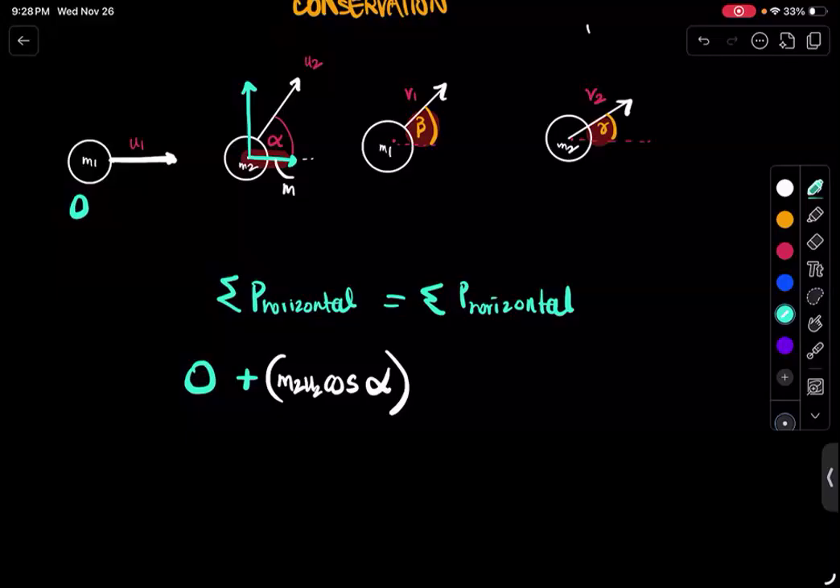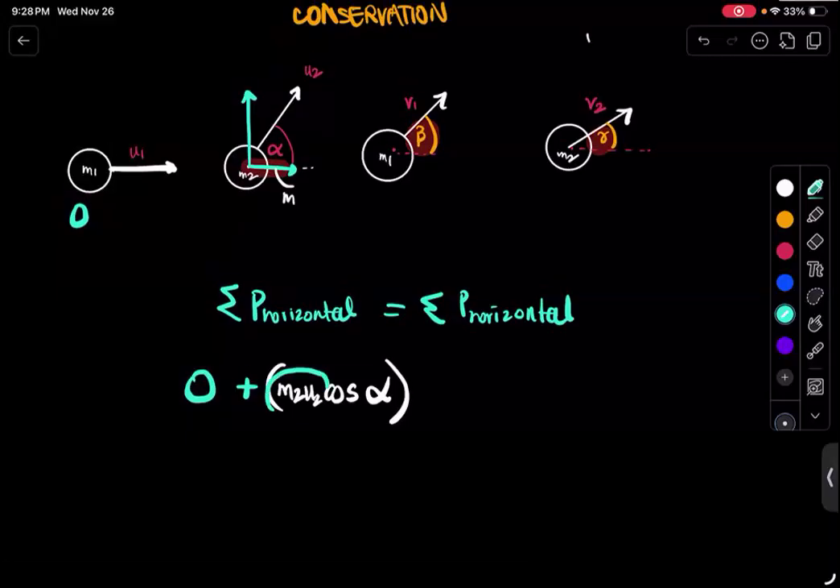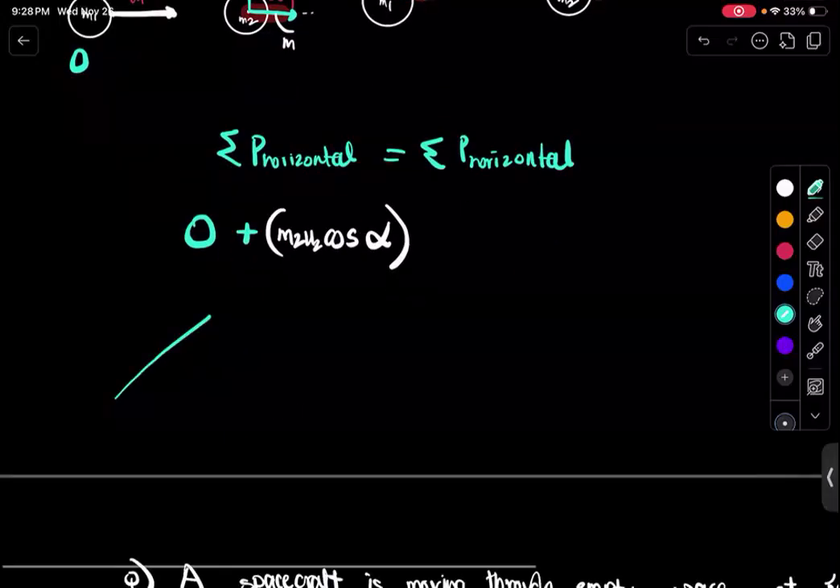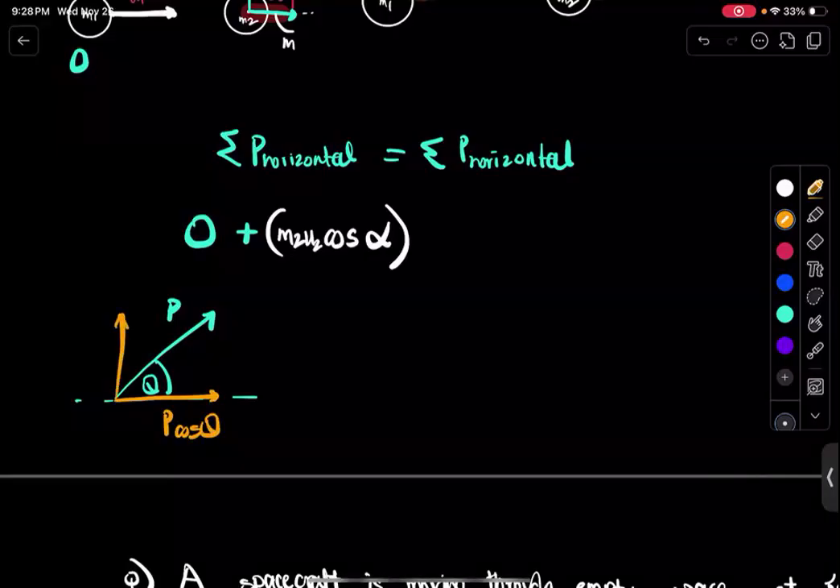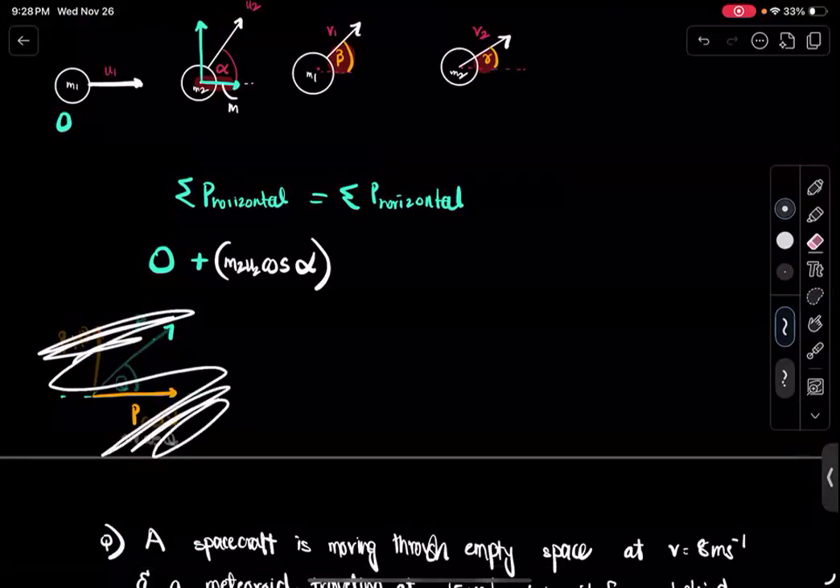Why? Because we're trying to find the horizontal momentum of this ball. If, for example, this is the momentum at an angle of theta, then the horizontal momentum would be P cos theta, and the vertical would be P sine theta. But isn't P just MV? So that would be MV cos theta. Any confusions up to this point?